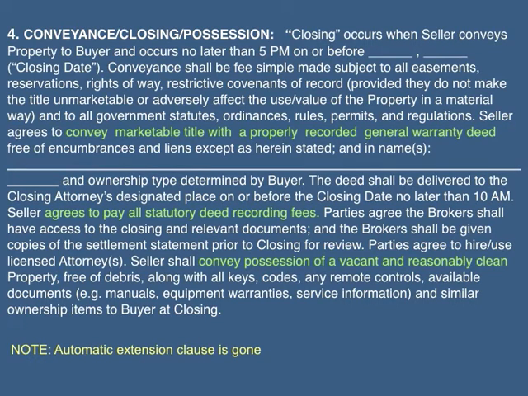The different types of ownership are sole ownership, if it's just one person, a joint tenancy with the rights of survivorship, tenants in common, a community property. Those are the types, so the buyer will determine what type they want the deed in. Let's go back and talk about this title that the seller is going to give. Agreed to convey a marketable title with a properly recorded general warranty deed.